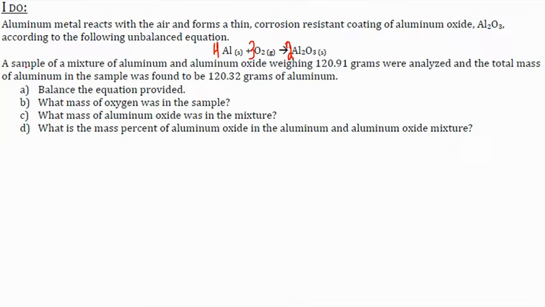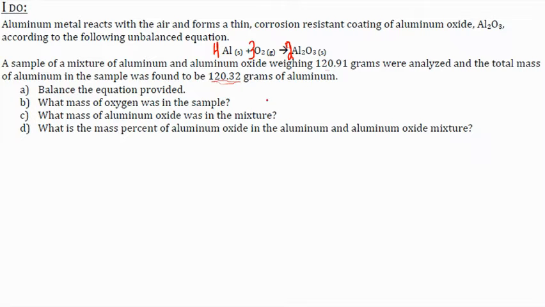All right. So we balanced the equation. We're going to find out the mass of the oxygen that was in the sample. Well, we know that we had aluminum and aluminum oxide, a mixture of that. We have our mass here. They analyzed it. The total amount of the aluminum was this much.